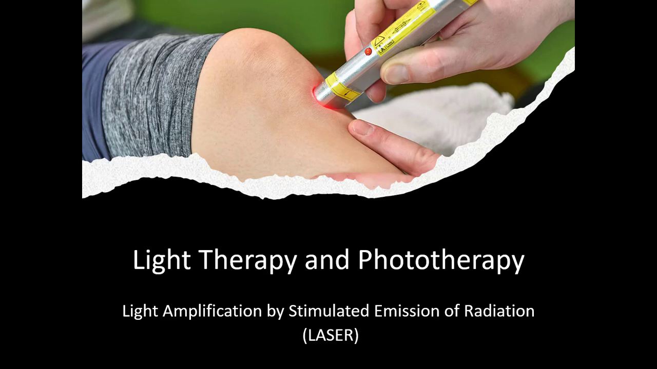infrared lamps, ultraviolet lamps, also known as UV lamps, dichroic lamps, and very bright incandescent light bulbs can also be used for therapeutic purposes. Light therapy began with lasers in the 1970s. Laser is an acronym for light amplification by stimulated emission of radiation. We'll discuss further.